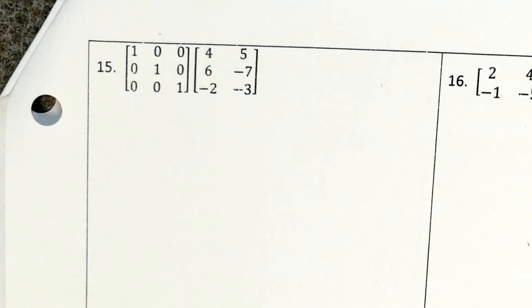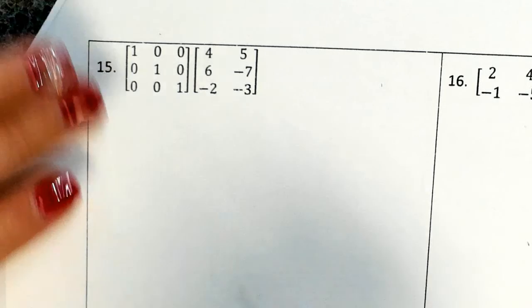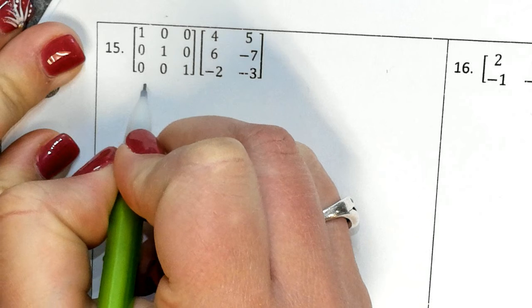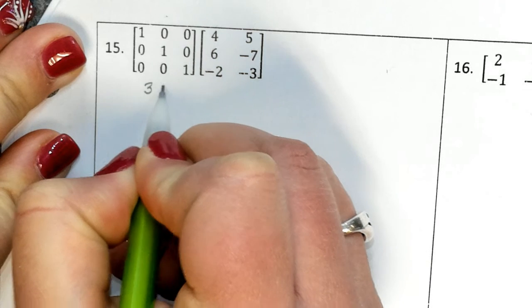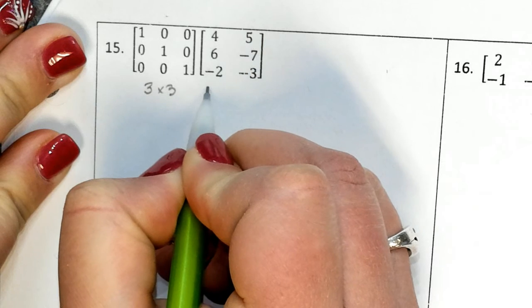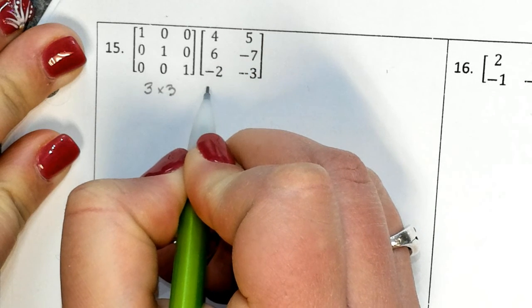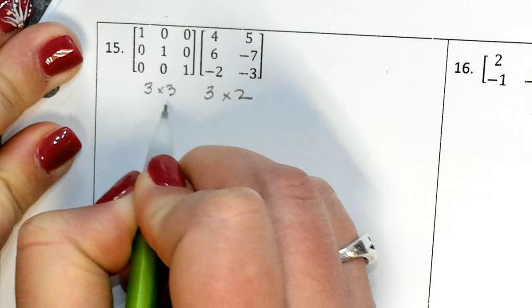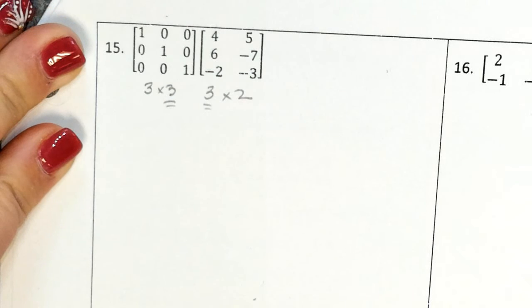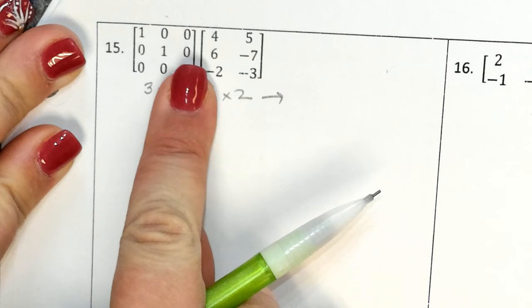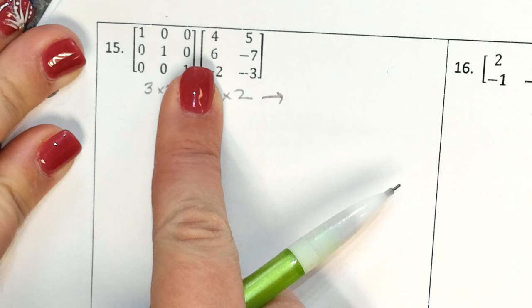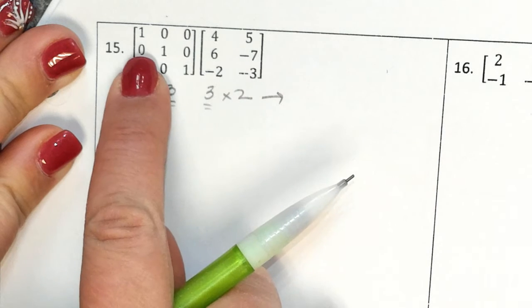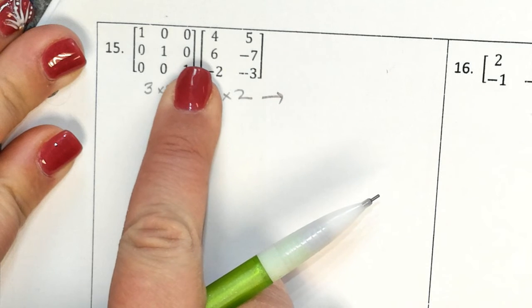The dimensions. Good. Write out the dimensions. Okay, so what are the dimensions here? 3 by 3. Good. And what are the dimensions here? 3 by 2. Good. Look at those middle numbers. Can we multiply those? Yes. What's my answer going to be? The same thing because it's the identity. It's going to be this thing because that's the identity. Good. It has to be a 3 by 2 because you can take out that middle man.